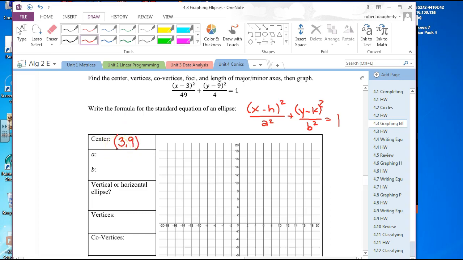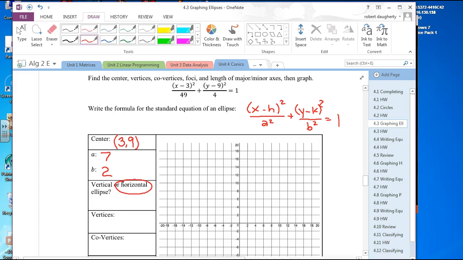What's the value of A? A is 7. B is 2. Is this horizontal or vertical? This is horizontal because the A that goes with the X is larger than the B, which goes with the Y. So it's a horizontal ellipse. So it means the horizontal axis will be my what? Major. The vertical will be the minor. So on the horizontal axis, I'll have the center, foci, and vertices all going to be there.